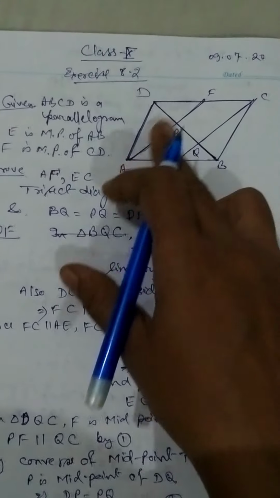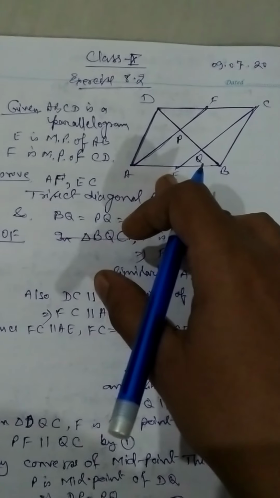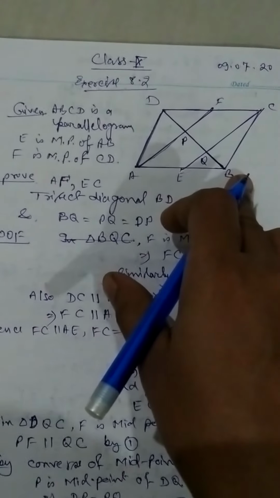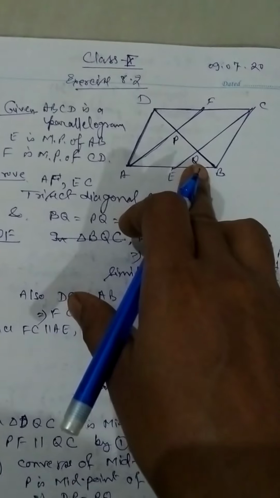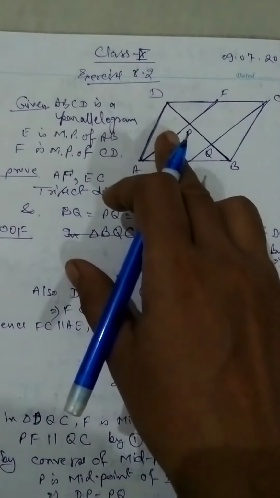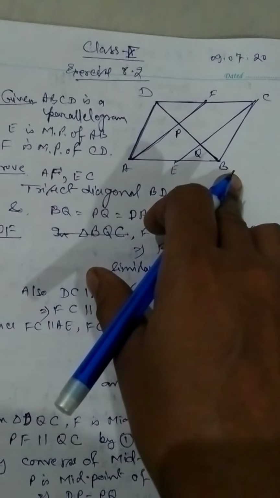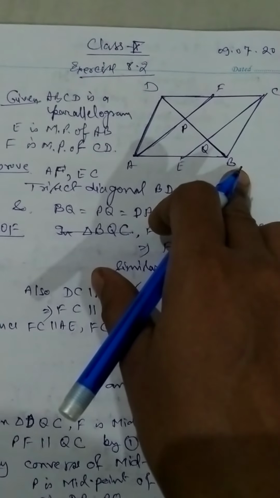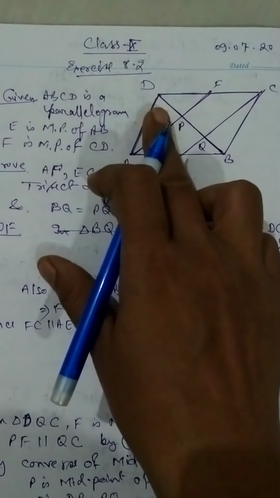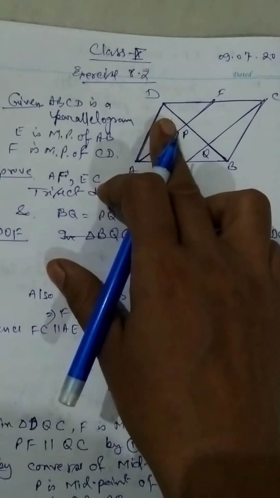Now joining AF and EC, the diagonal is cut at P and Q. Now, what to prove is that at these points the diagonal BD is trisected. Trisected means 3 equal parts. That means BQ is equal to QP is equal to PD. Now, how to prove? Let's start.